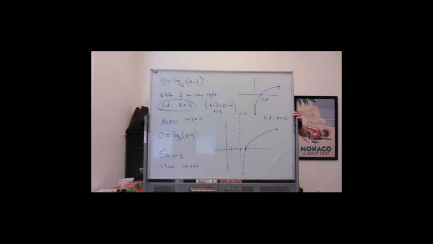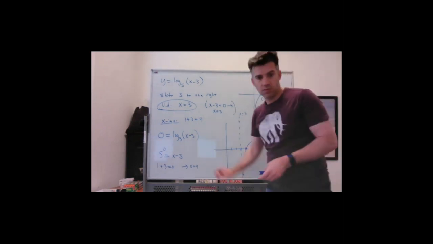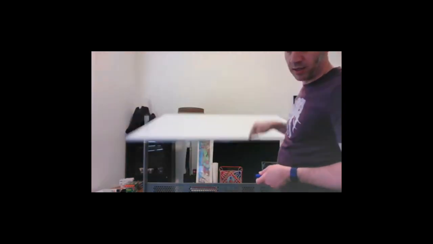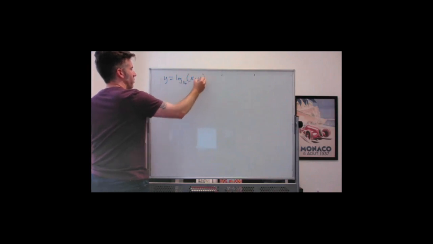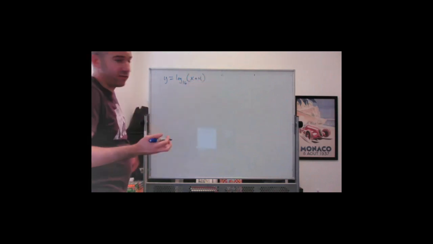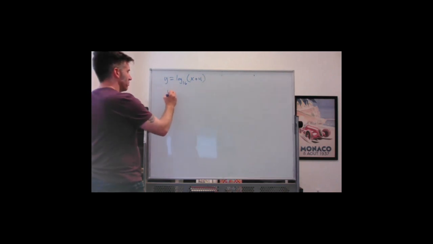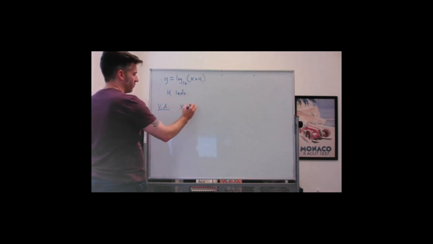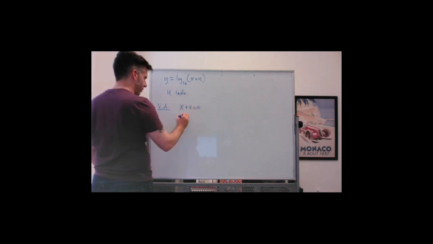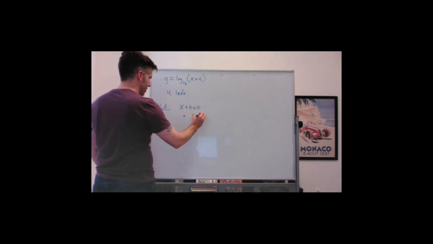All right, one more. Not surprisingly, it's going to be a shift to the left. y equals log base 16 of x plus 4. So this is going to shift it 4 to the left. Our vertical asymptote is going to be where x plus 4 is equal to 0, or if you prefer, x equal to negative 4.